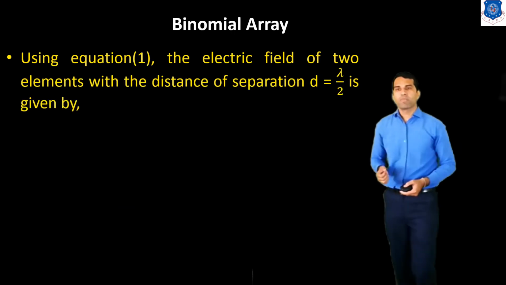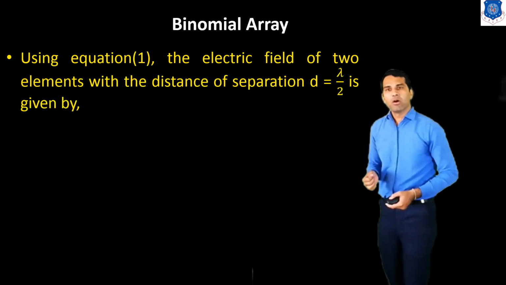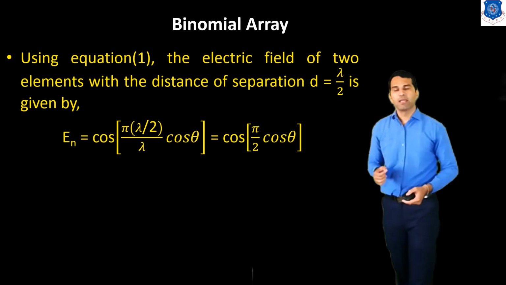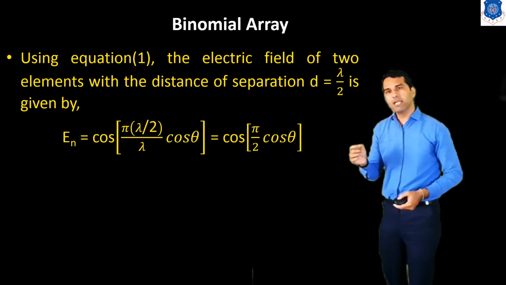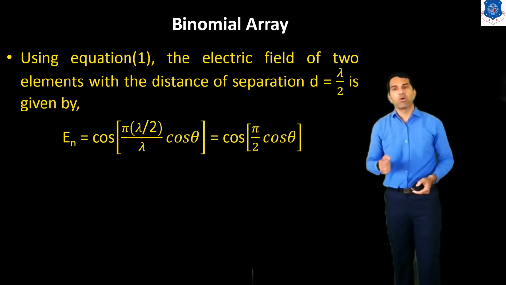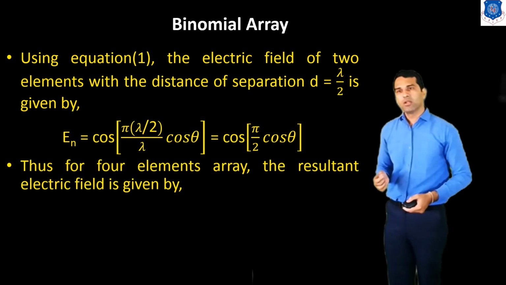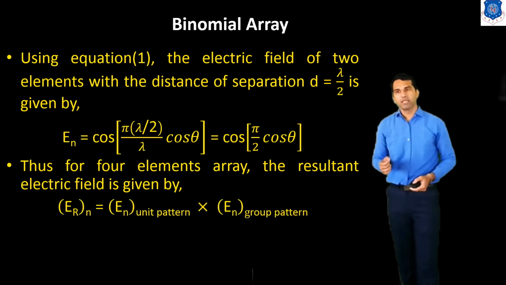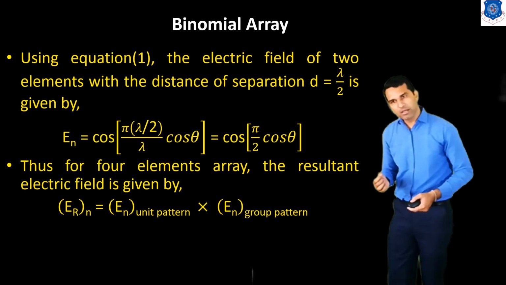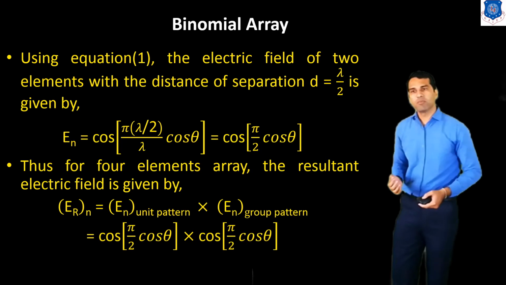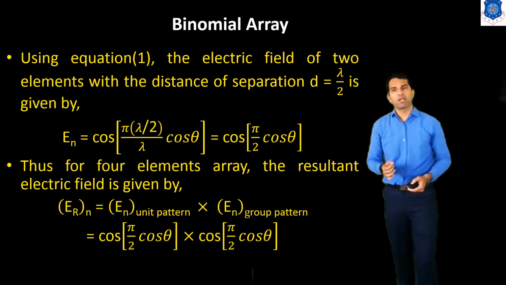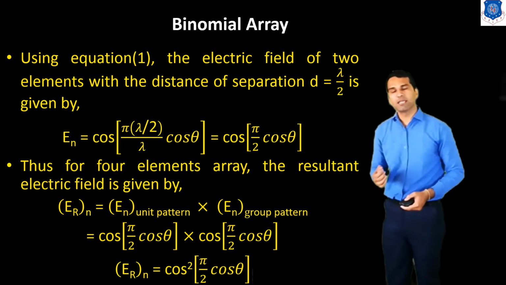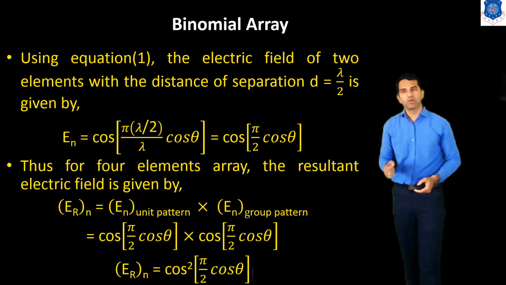Using equation number 1, the electric field of two elements with the distance of separation d equal to lambda by 2 is given by En equals cos, instead of d we write just lambda by 2, so we get cos of pi by 2 cos theta. Thus for the 4 element array, the resultant electric field is given by ERN equals En unit pattern into group pattern. That means cos of pi by 2 cos theta into cos of pi by 2 cos theta. So we get the resultant pattern as ERN equals cos square of pi by 2 cos theta.